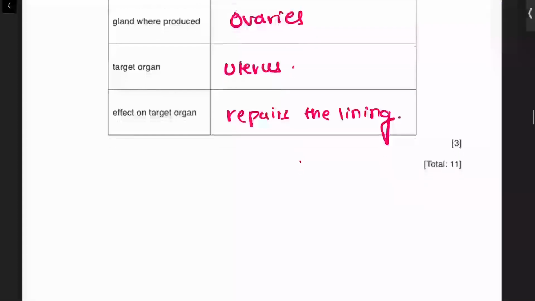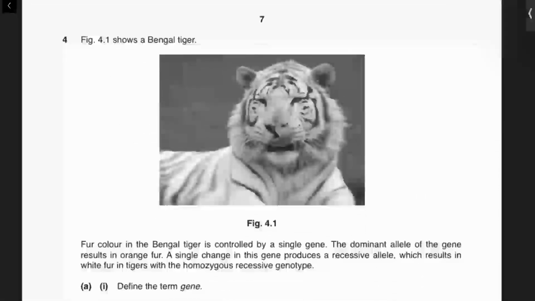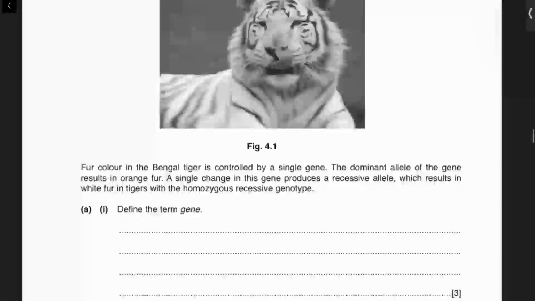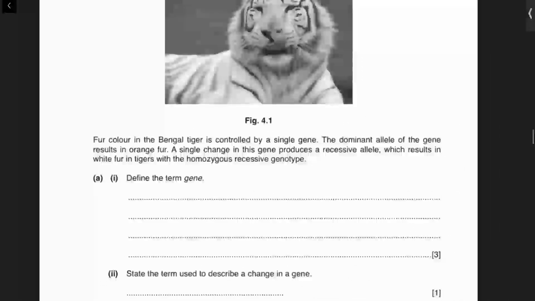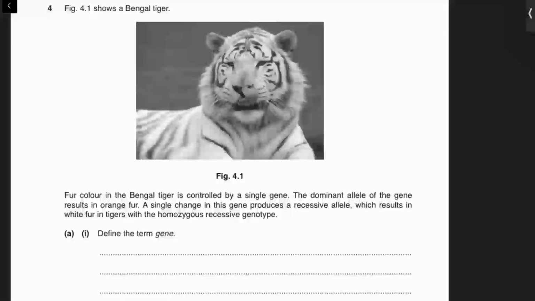Okay, next. Figure 4.1 shows a Bengal tiger. Fur color in the Bengal tiger is controlled by a single gene. The dominant allele of the gene results in orange fur. A single change in this gene produces a recessive allele, which results in white fur in tigers with homozygous recessive genotype. Explain what a gene is.